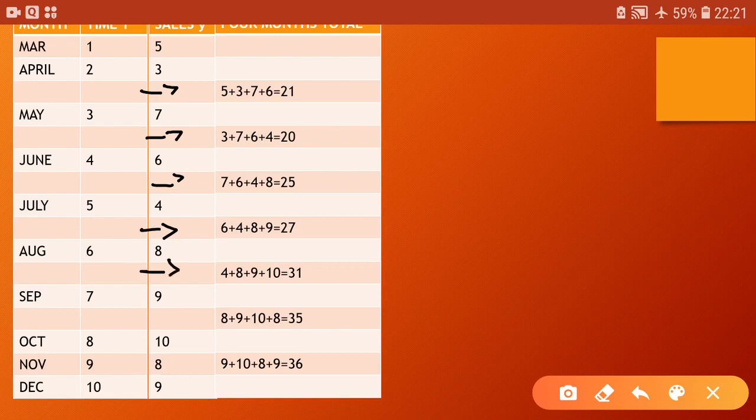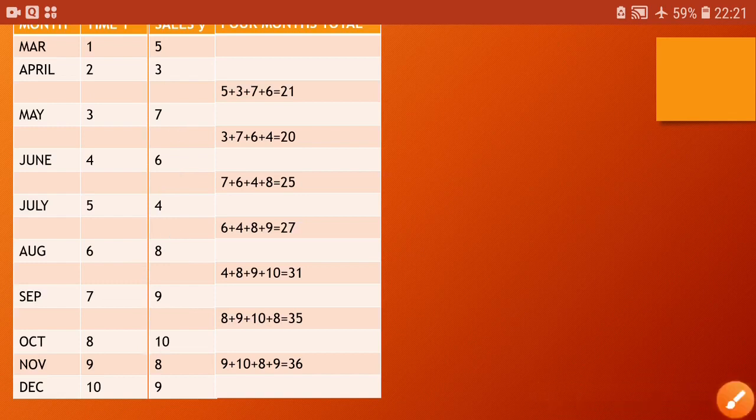Here 2 up that is 8 plus 4 and 2 down that is 9 plus 10. Between September and October, 2 up that is 8 and 9 and 2 down that is 10 and 8. So it's 35. Here it's between this October and November, 2 up, 9 plus 10 and 2 down. After this 4 months total, what you will be doing?